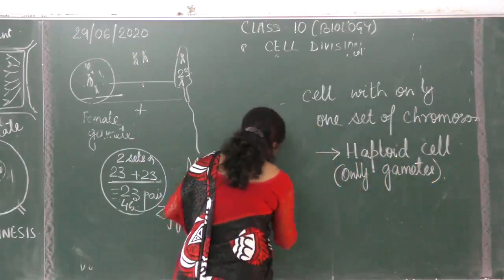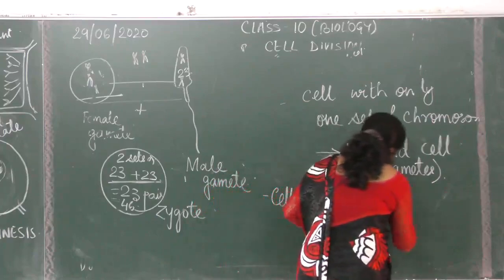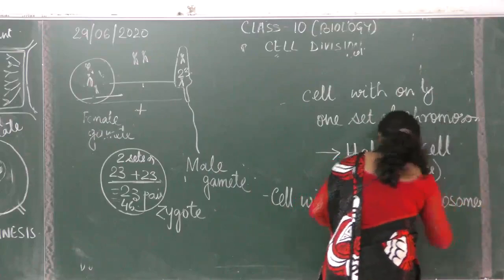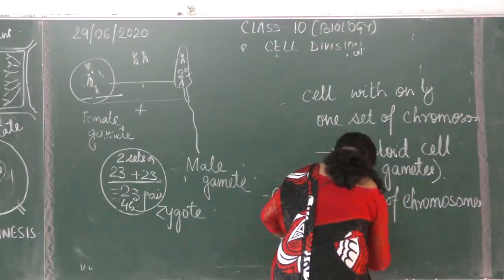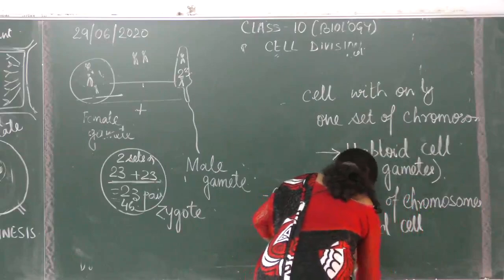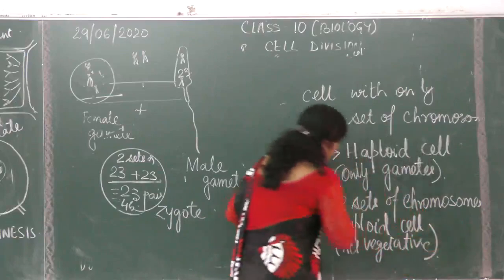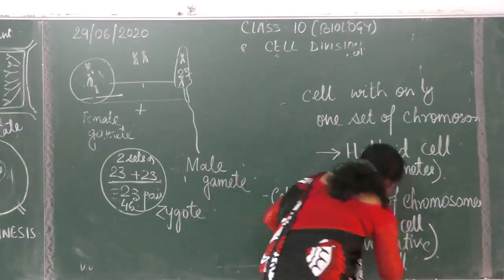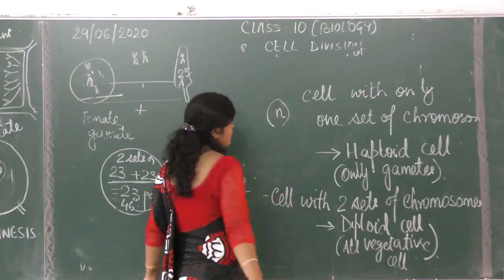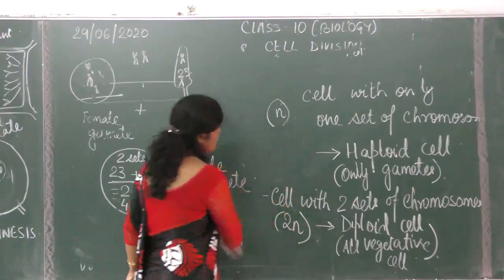And the cell with two sets of chromosomes is known as a diploid cell. They are all vegetative cells of the body, all cells except the gametes, all cells are diploid. And how do we denote it? We denote haploid cells by N. And how do we denote the diploid cells? We denote diploid cells as 2N.